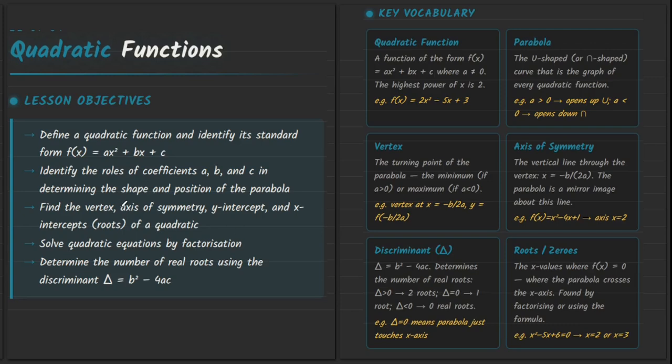You should be able to find the vertex and the axis of symmetry, the y-intercept and the x-intercept, which is called the roots of the quadratic function. And then you should be able to solve quadratic equations by factorization. And finally, you should be able to determine the number of real roots using the discriminant.